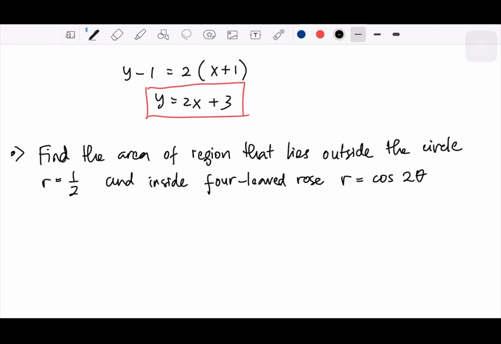So you have two polar curves. The first one is a circle with the radius half, and the other one is the rose curve. Just the curve that I think we already mentioned in the polar coordinates and the polar curves. So we need to find the area. It lies outside the circle but inside the rose. Let me give you a few minutes to try.